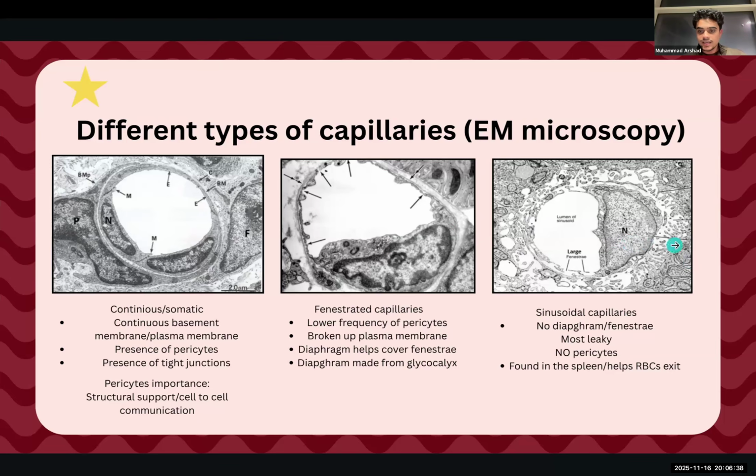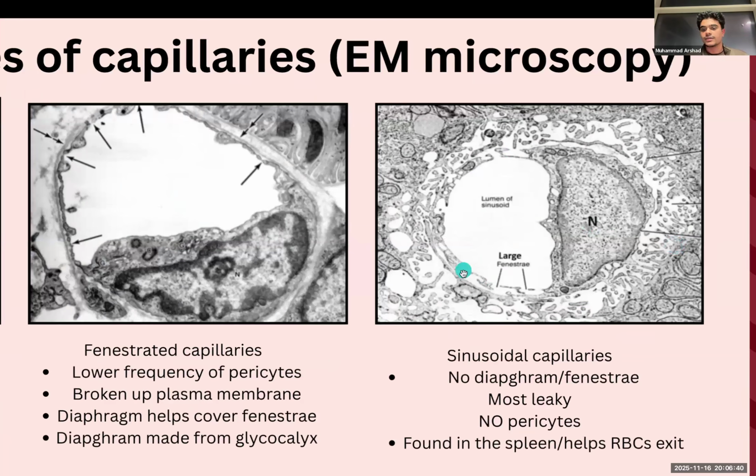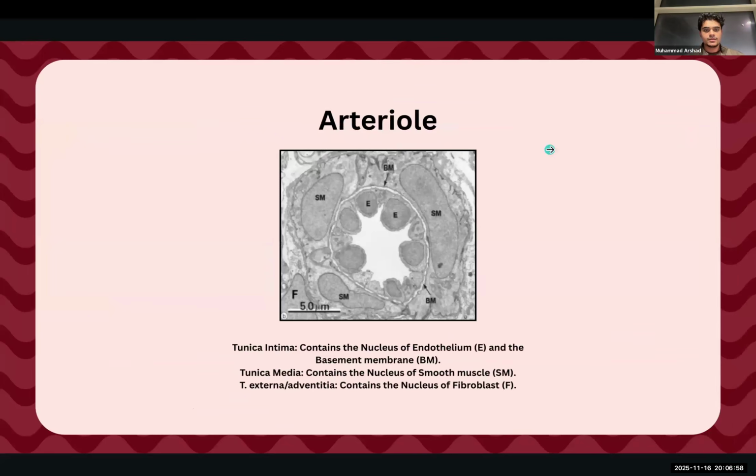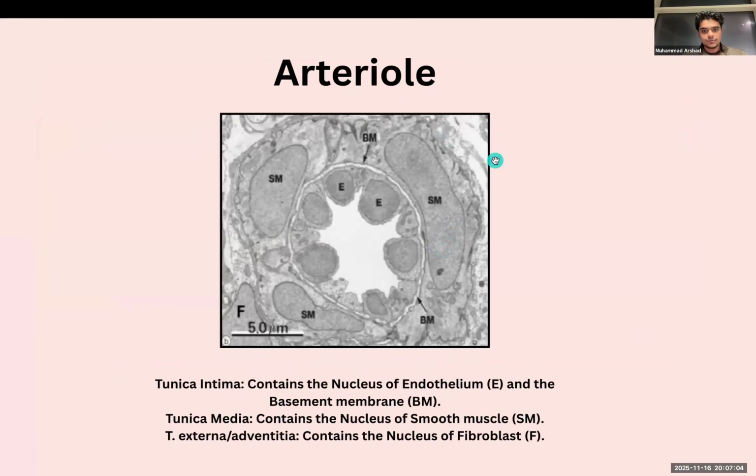Okay. And then the last type of capillary is the sinusoidal capillary. So you have no diaphragm and you just have a leaky plasma membrane, right? It's not continuous, it's broken up. And you have no pericytes in sinusoidal capillaries. An example where you can find this is in the spleen, because it helps RBCs exit and go out into the bloodstream. Okay, and then this wasn't in your lab slides, but it was in your lab guide from your lab committee, so I decided to include it as well.